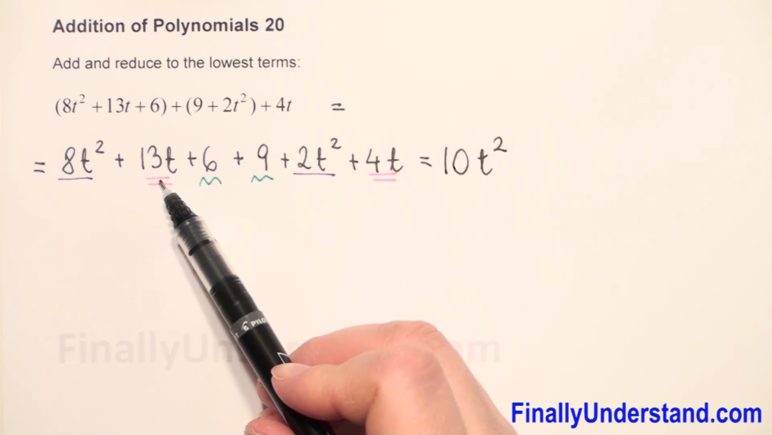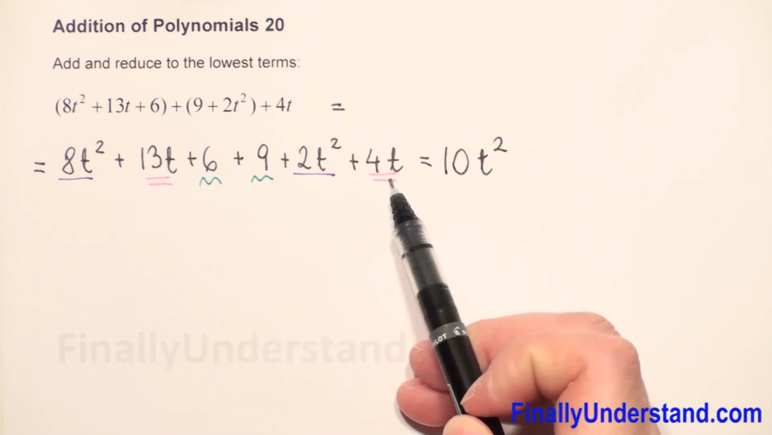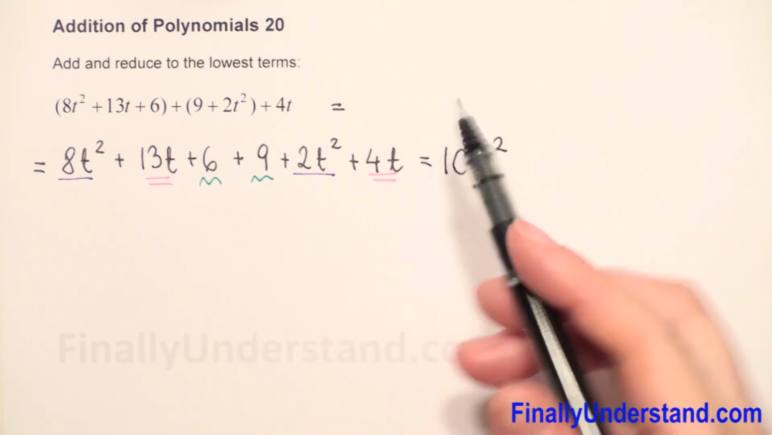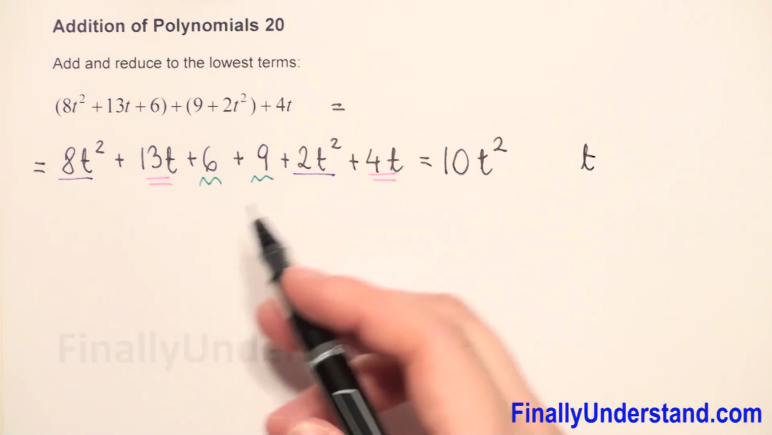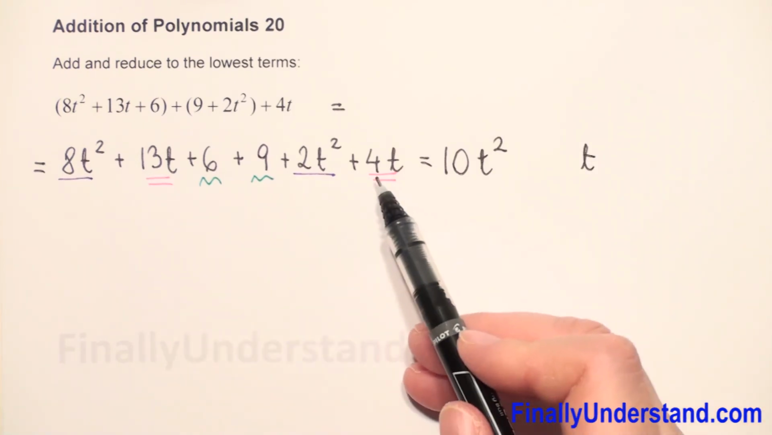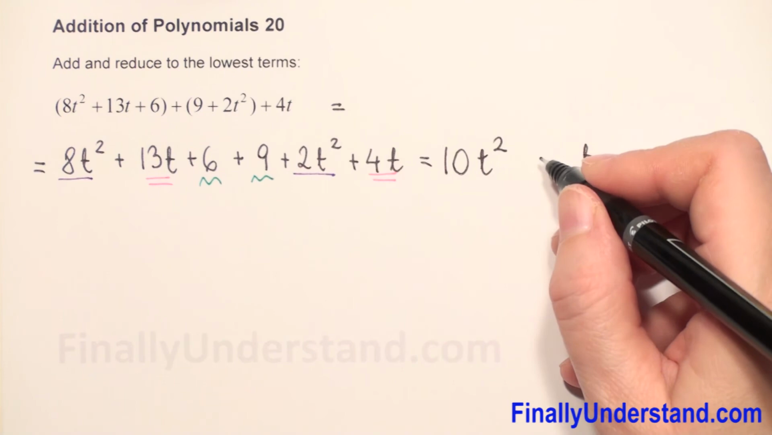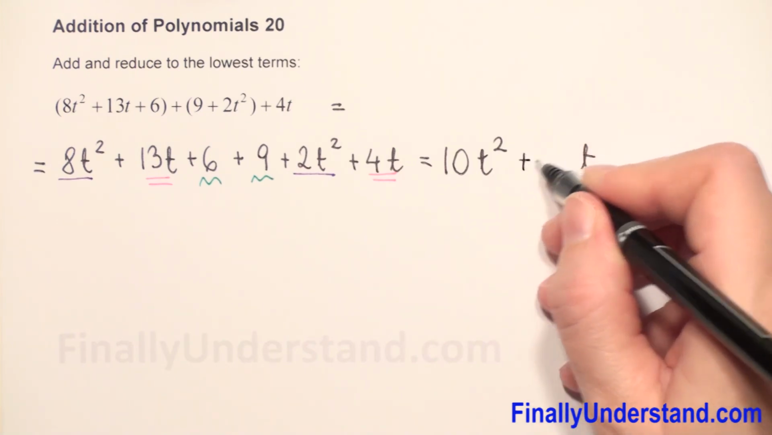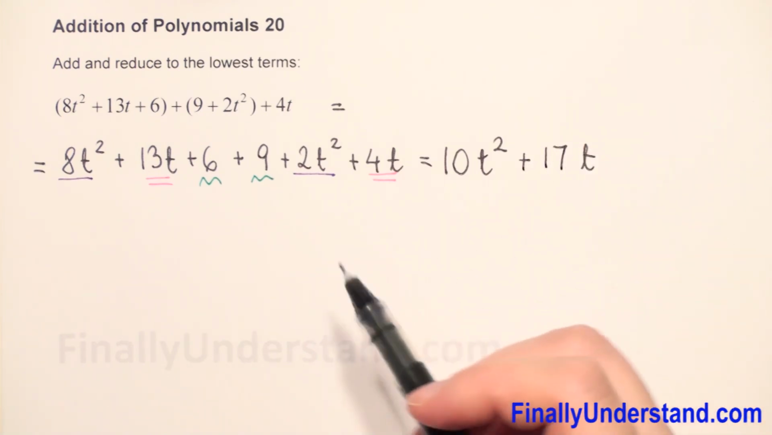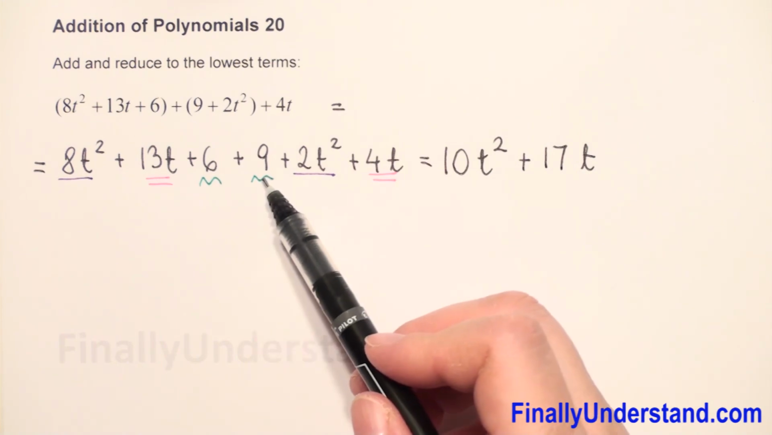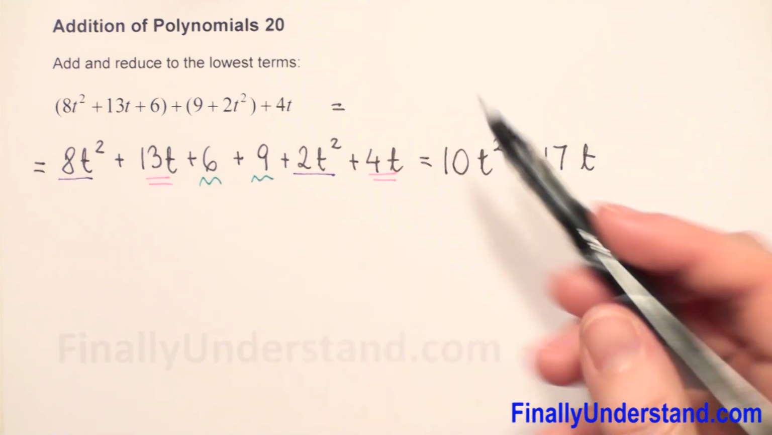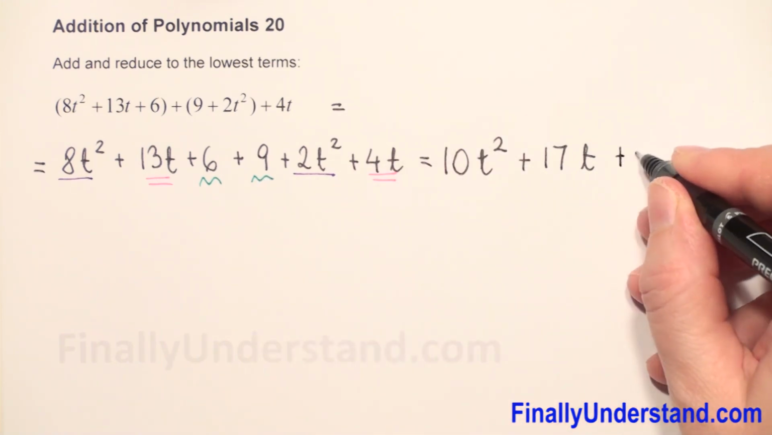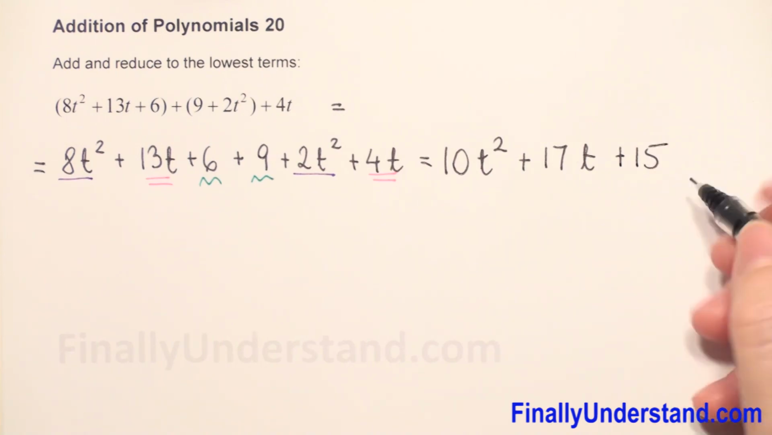Next we have 13t and 4t. So we copy t, and we have 13 plus 4 is 17, positive 17 of course. And next we have 6 plus 9 is 15. This is my solution.